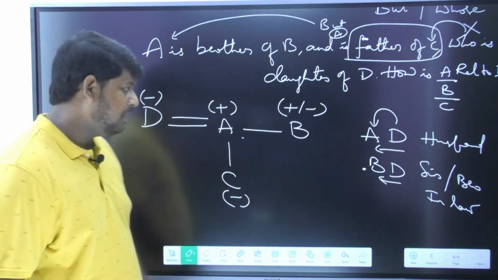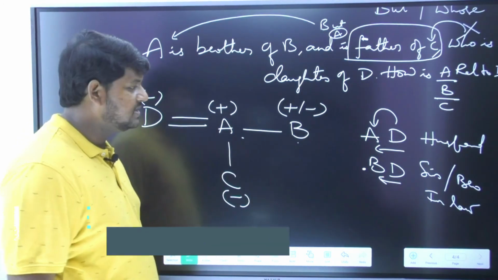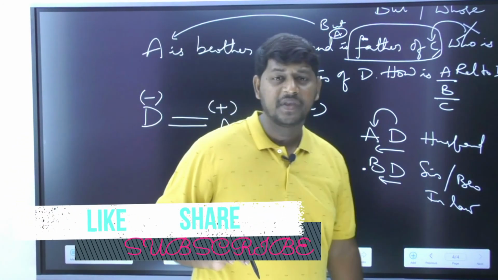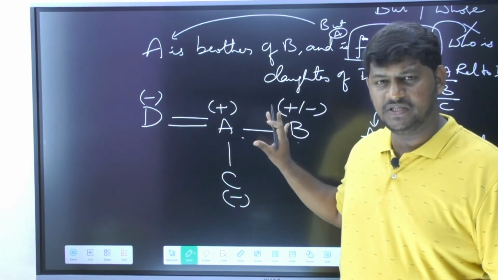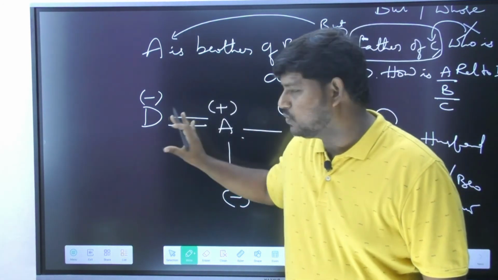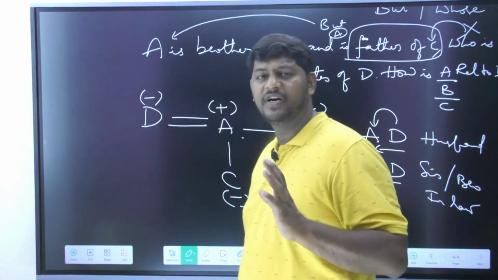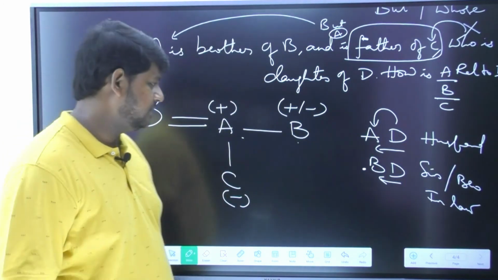No. But when you go from B's point of view, your answer is what? Definitely sister-in-law. Even though you do not have any clarity about B's gender, this person B is going to call D as what? Your brother's wife, so definitely your answer is sister-in-law. Am I clear?